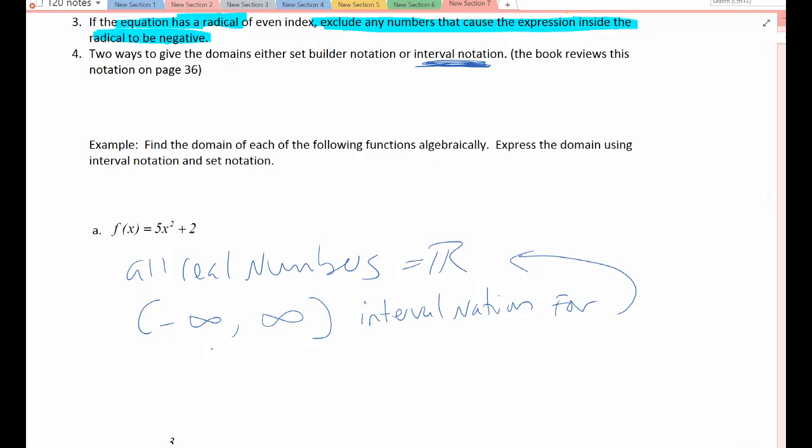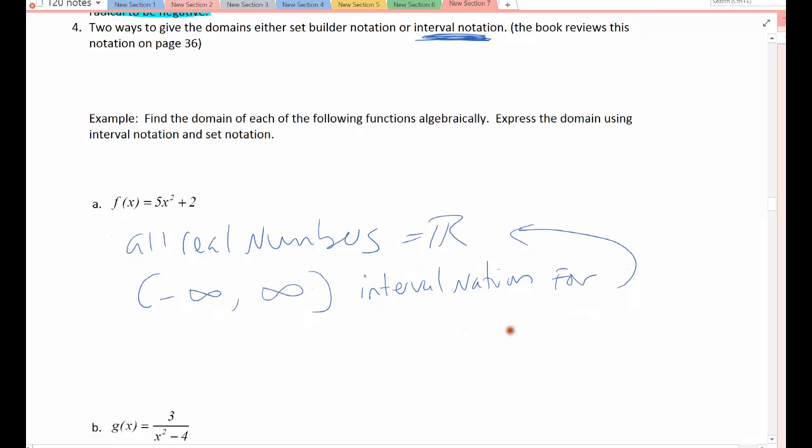Alright, and so either one of those are fine. This is just the description, the set description, all real numbers. And then this is the interval notation. Real numbers mean everything between infinity and negative infinity.